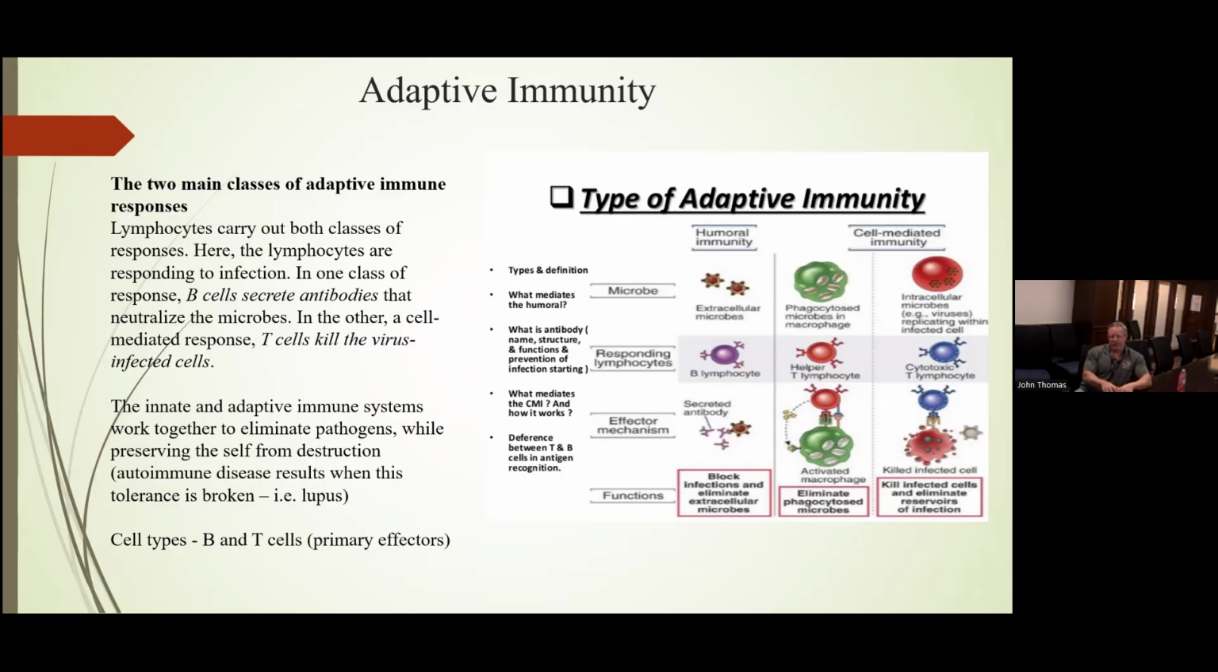How does the adaptive immune system do this? We'll discuss this here in just a minute. When we look at the adaptive immune response, we're really talking about two classes or two components of the adaptive immune response.